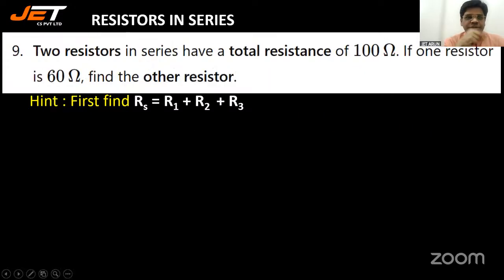Here is the next one. Two resistors in series have total resistance of 100 ohms. If one resistor is 60 ohms, find the other resistor. There are two resistors connected in series, showing 100 ohms. Effective resistance RS is 100 ohms. Now one of them is 60. How much will be the other?